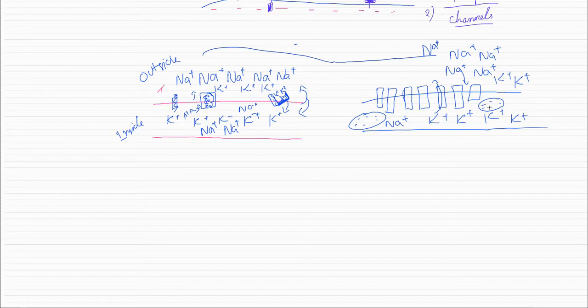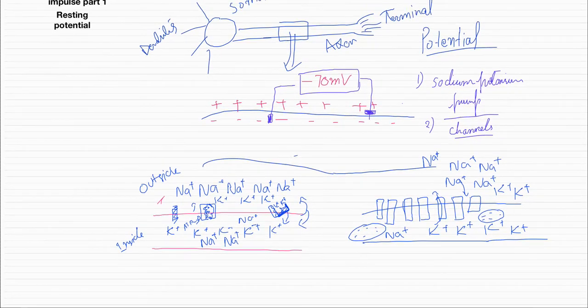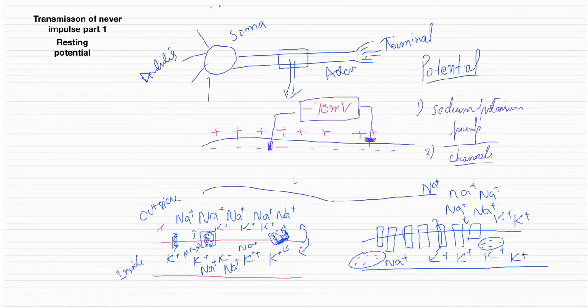And there are two terminologies here which I typed: resting potential and membrane potential. Membrane potential is basically the potential energy of the membrane of a neuron. So if somebody says membrane potential, it's just the potential energy of the membrane of a neuron.